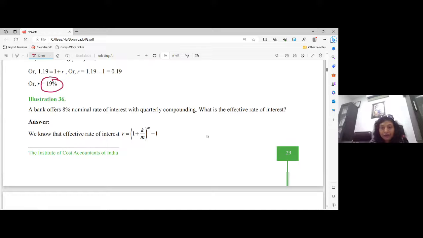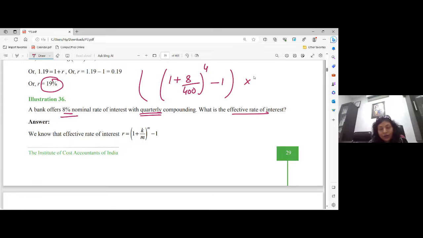Now, if you want to find the effective rate of interest for an 8% nominal rate compounded quarterly, I have explained the formula: (1 + 8/400)^4 minus 1, into 100. That is called the effective rate of interest. So that is 1.02^4, minus 1, into 100. So the effective rate of interest is 8.24% per annum.